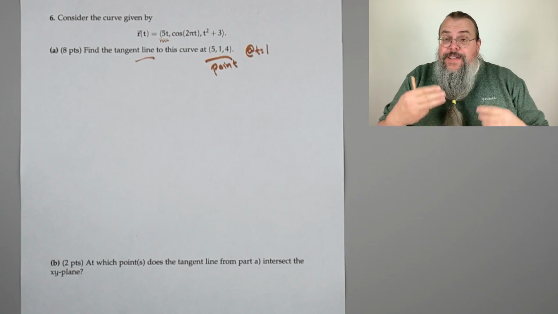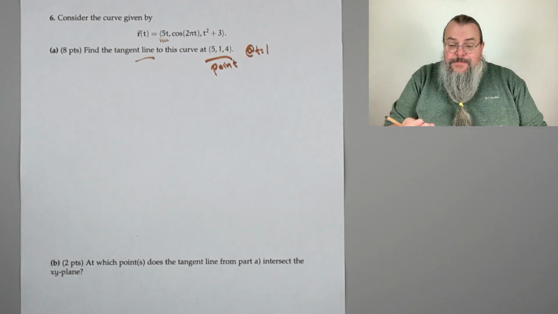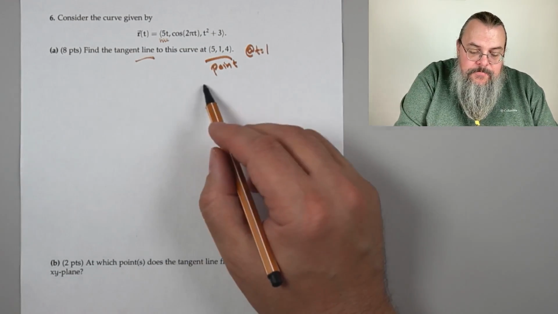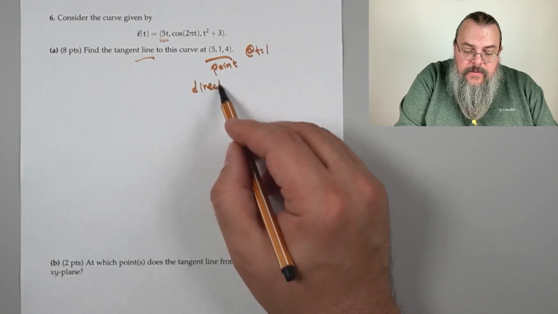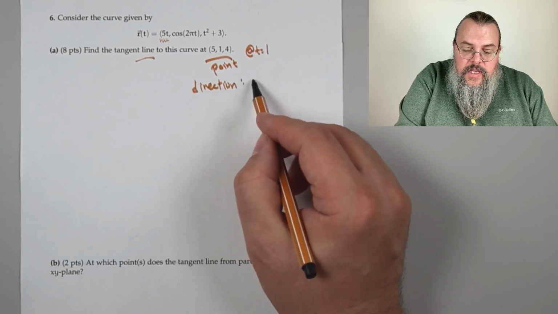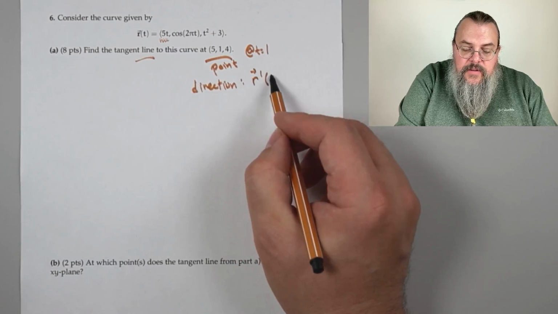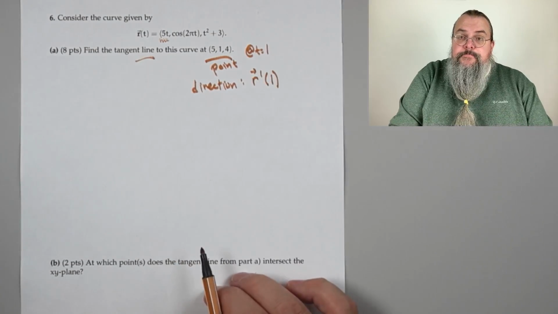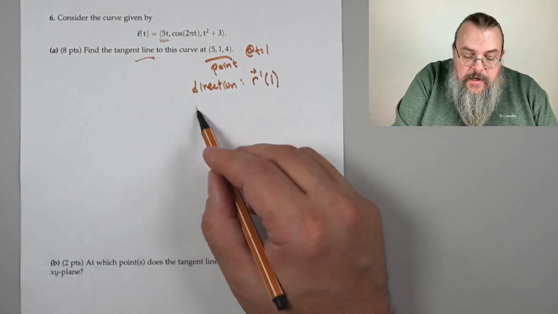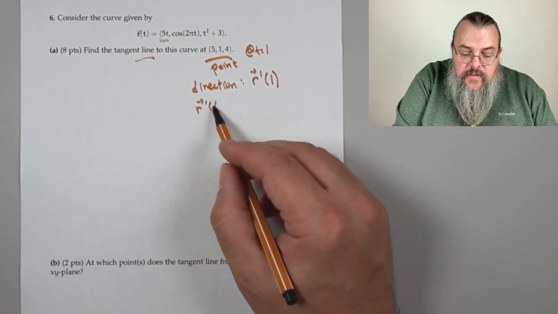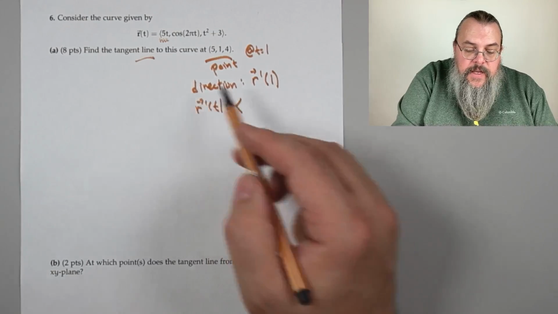What's the last thing to make a line? Direction. So the direction, that's found by taking r prime. And in particular, because we know what time it is, it's going to be r prime of 1. All right, well, let's just take r prime of t and see what that would be. We'd have 5.